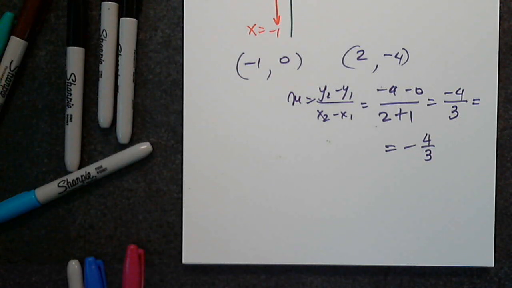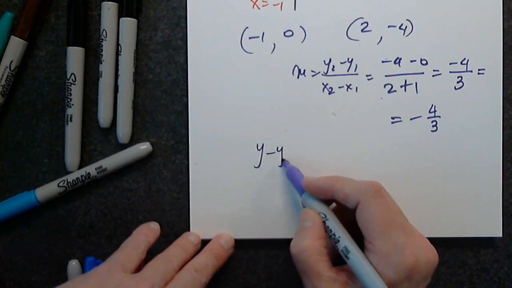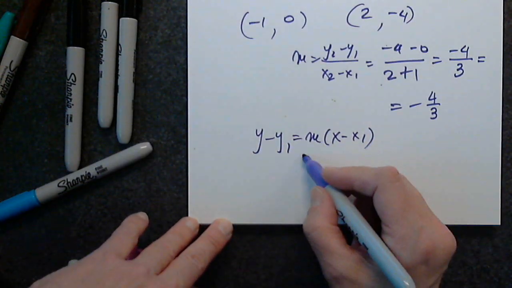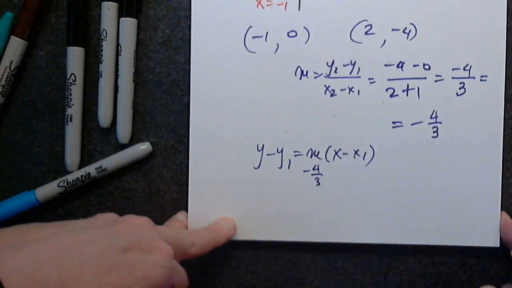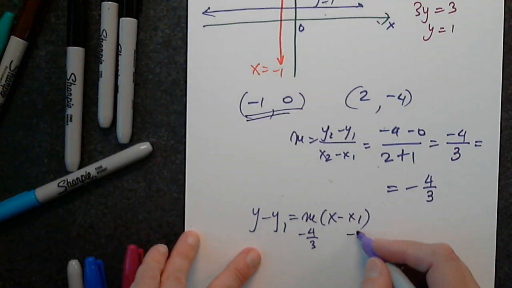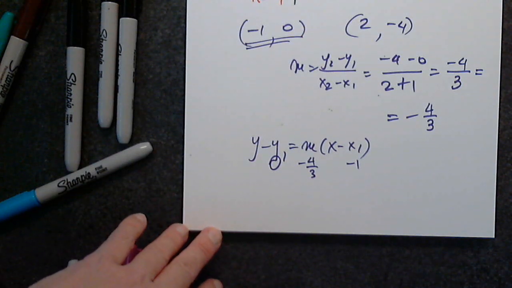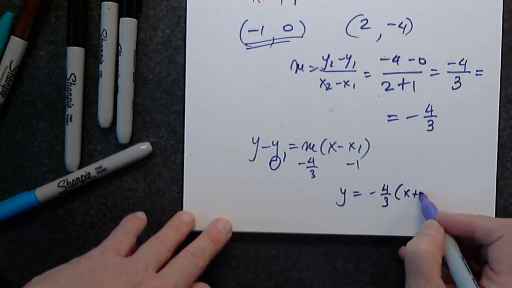Now you can use the point slope form of the equation. Right, excellent. So the point slope form is y minus y1 equals the slope times x minus x1, in which I replace the slope by negative 4/3. And of course, I will use any point, it doesn't matter, but this is easier to use because I have negative 1 here and 0 here. So then y equals negative 4/3 times x plus 1.